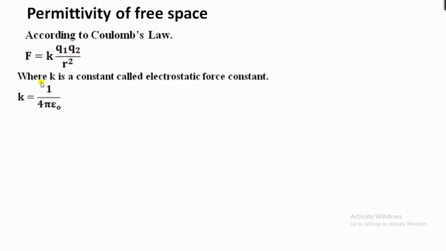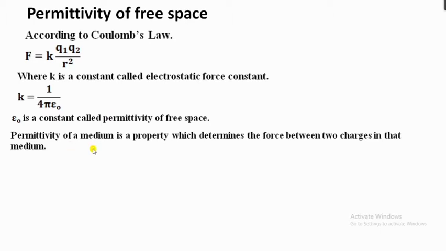Next is permittivity of free space. Let's see what is permittivity. According to Coulomb's law we can write this, and K is a constant called electrostatic force constant, and this K can be further written as 1 by 4 pi epsilon naught, and this epsilon naught is called permittivity of free space. Permittivity means it is the property of a medium to allow the two charges to interact. So this permittivity will determine the force between them.